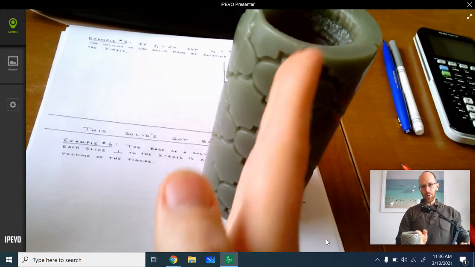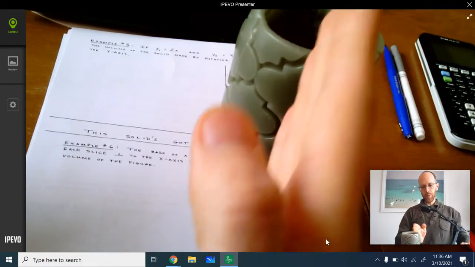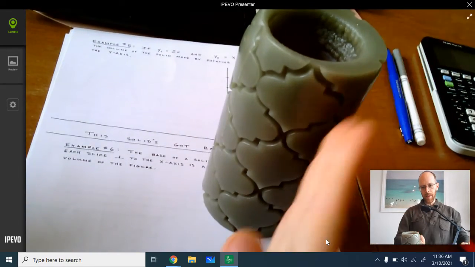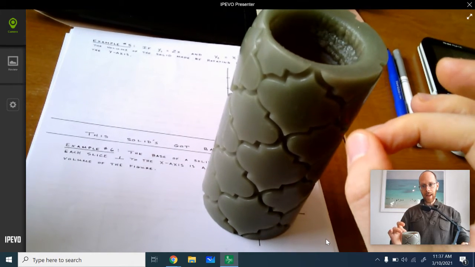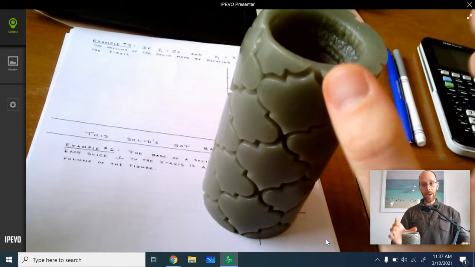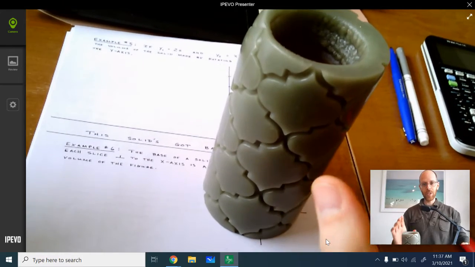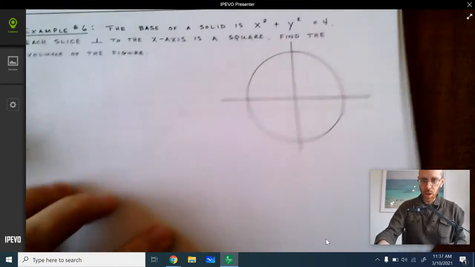And if you cut a cross section through this candle, like cut it right there, each one of the cross sections would be a rectangle. And I'm going to say, rather than a rectangle, I would like each one of the cross sections to be a square. So let's see what this is going to look like.